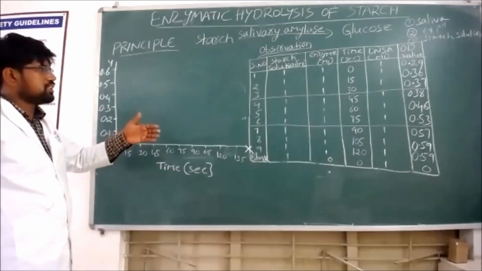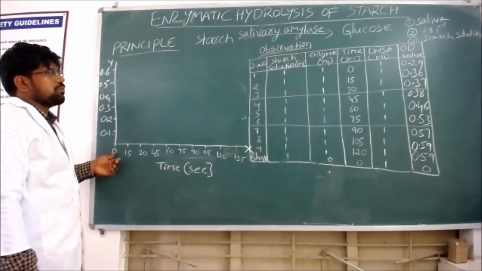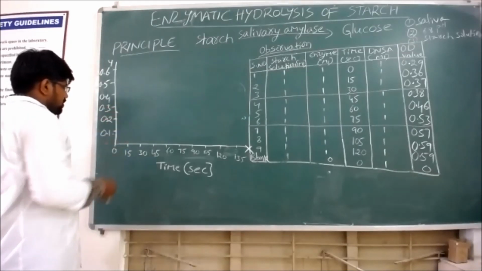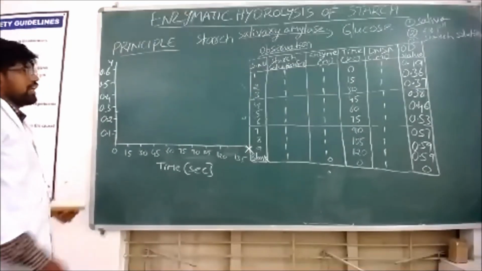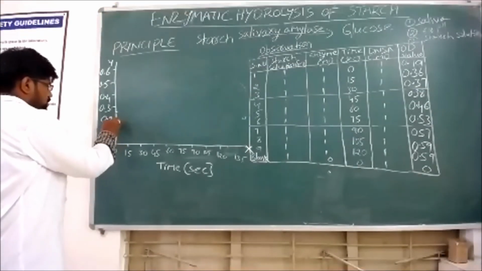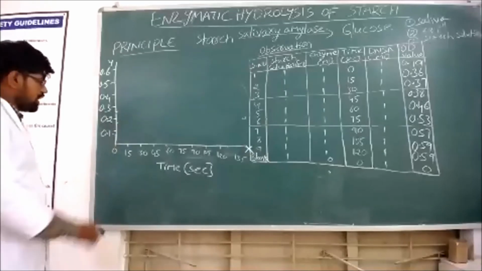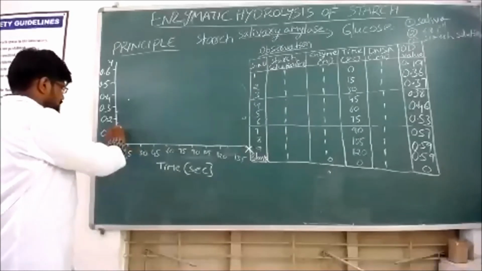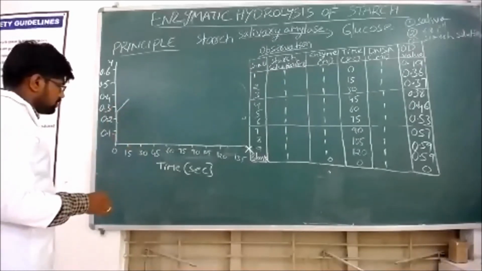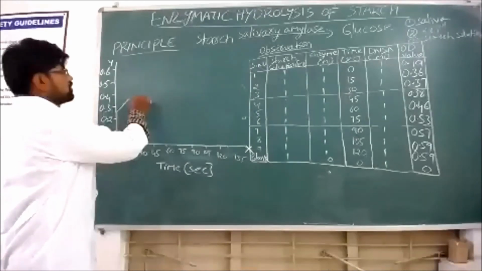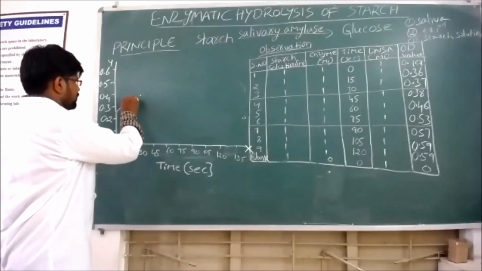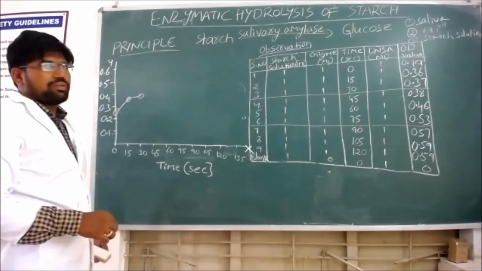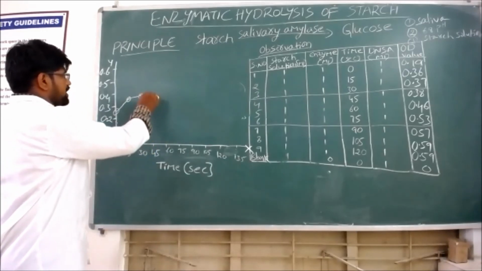Now plot the points. The first one at 0 seconds, the value is 0.29. You draw that one on the graph. Then 15, that is 0.36, somewhere around here. 30, 0.37. At 45 it is 0.38.